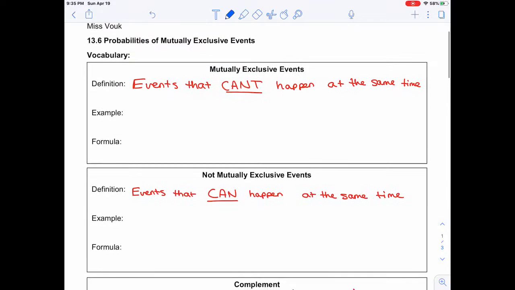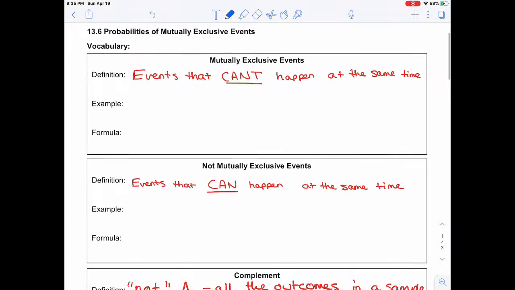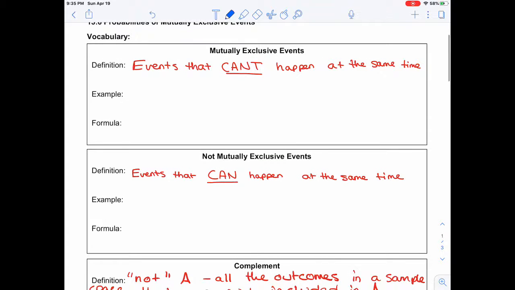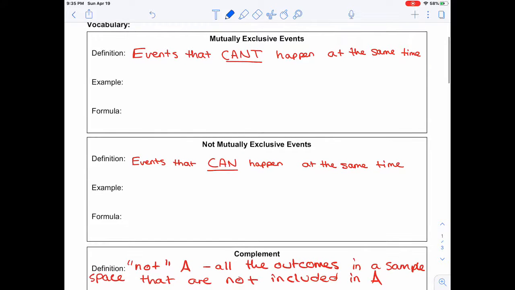So you are on 13.6, and this is all about mutually exclusive events, okay? So for our first definition here, I already wrote it out. Mutually exclusive events can't happen at the same time. What I mean by that, an example would be picking an ace or a king. You can only pick an ace or you could only pick a king. They can't occur at the same time, okay?